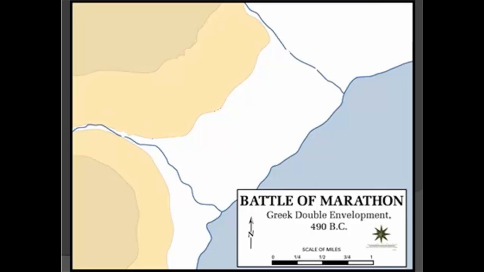Here is the shoreline of the area near Marathon where the battle took place. Once the Athenians got wind that the Persians were coming, they quickly marched their troops to this area to meet the Persians. As you can see, the area was only about 1.5 miles wide between these 2 rivers. So from here to here was only about 1.5 miles wide.